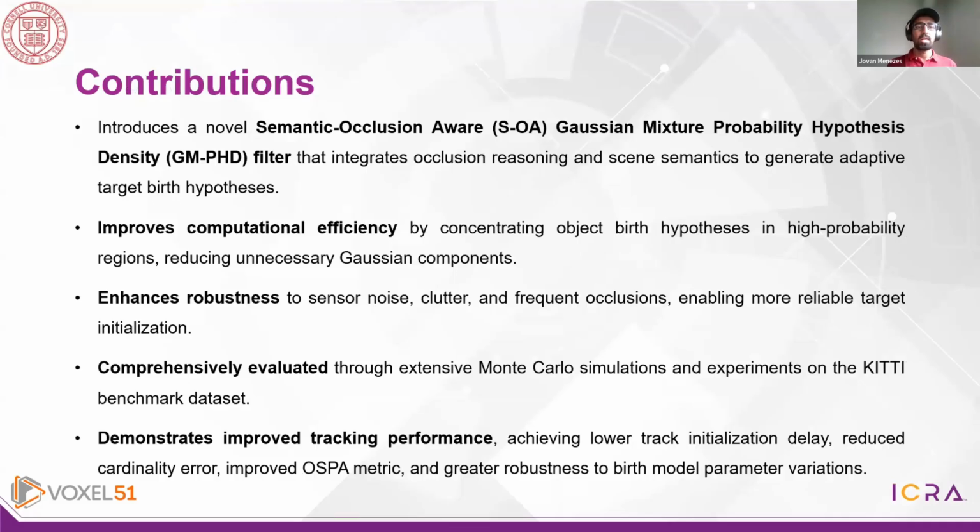To tackle these challenges, in this work, we present a semantic and occlusion aware Gaussian mixture probability hypothesis density filter, wherein we integrate occlusion reasoning and scene semantics to generate birth hypotheses in a Bayesian framework. We observe that this integration helps to improve computational efficiency because we are concentrating birth hypotheses in regions where we expect new targets to emerge or enter the scene. This also improves robustness to sensor noise, clutter, and frequent occlusions.